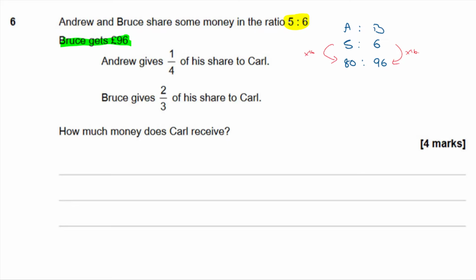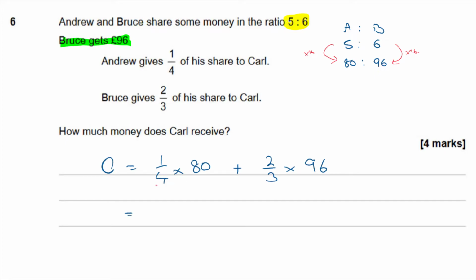So Andrew gives a quarter of his share to Carl. So Carl's share is going to be a quarter of Andrew's share, which is 80, plus 2/3 of Bruce's share, which we know is 96. It was given in the question. Okay, so what's that then?